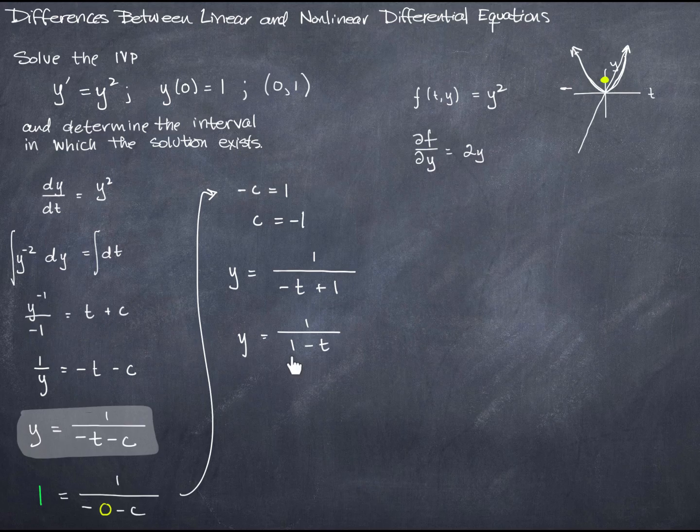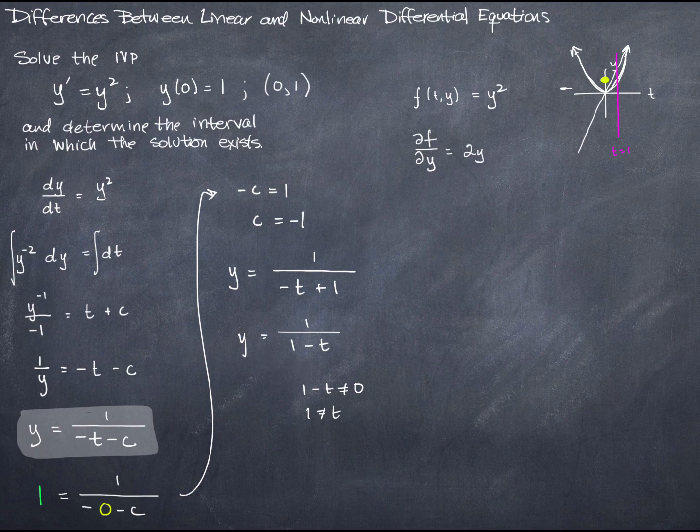Now we have a problem, though. This is a denominator. Denominators can't be 0. So 1 minus t can't be 0. So 1 cannot equal t. t cannot equal 1. Therefore, I have a vertical line here at 1, this is the line t equals 1, on which the solution we found here is undefined at t equals 1.